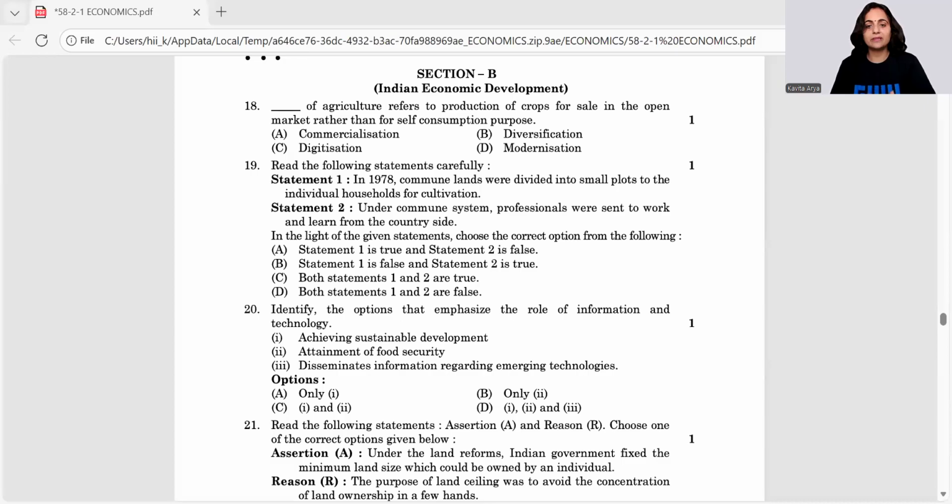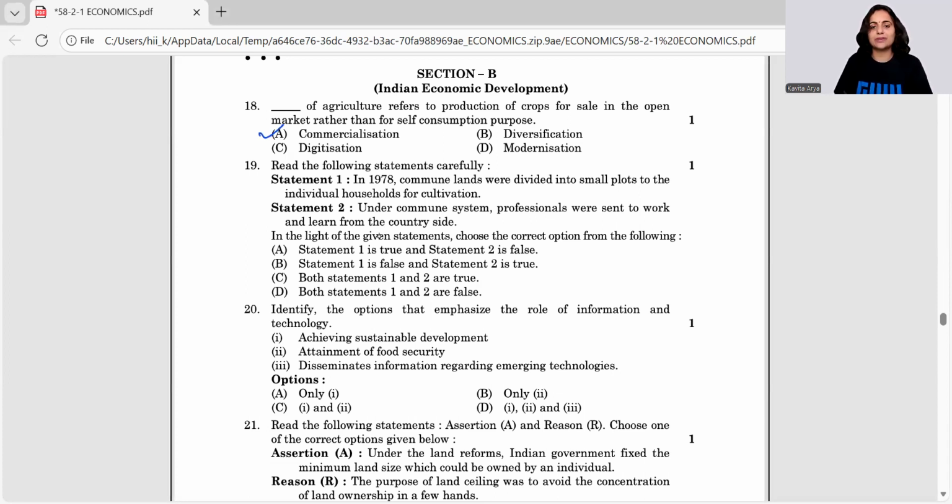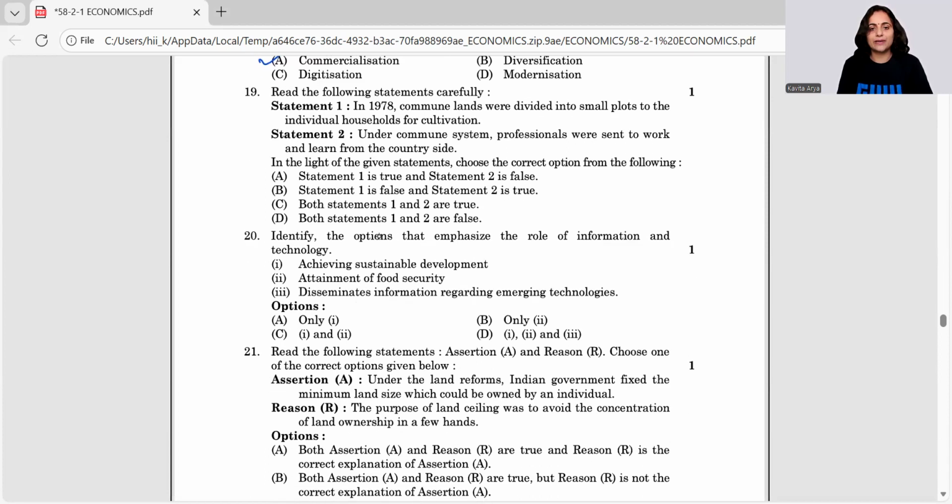Indian economy begins with question number 18, and the first question is, dash of agriculture refers to production of crops for sale in the open market rather than self-consumption. So when we're talking about selling, not consuming, right? It's commercialization. Next question.